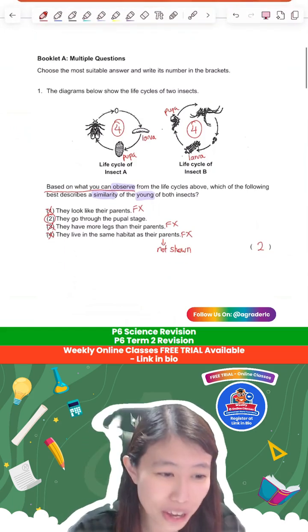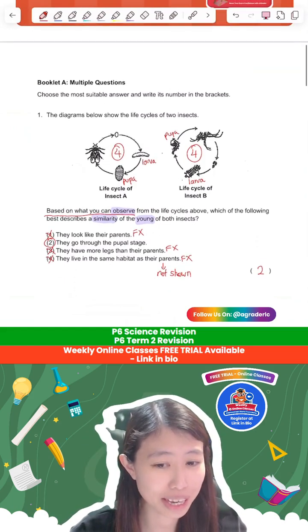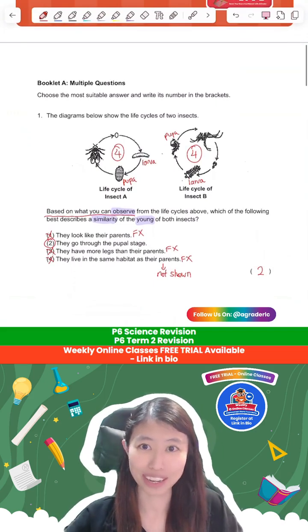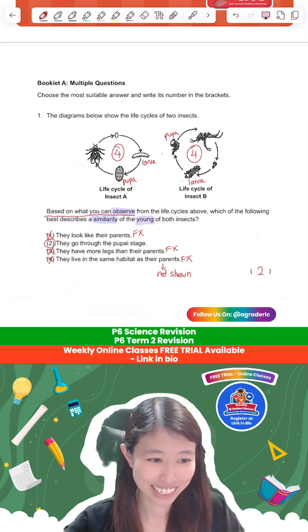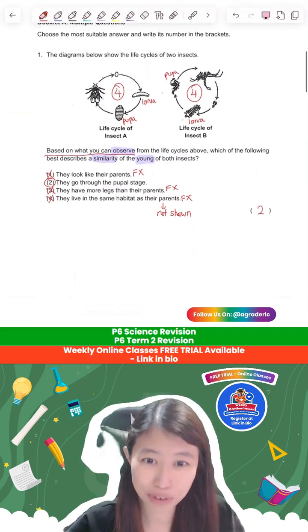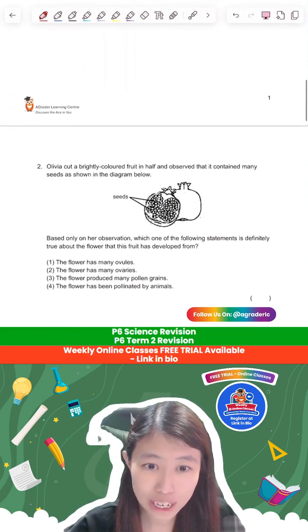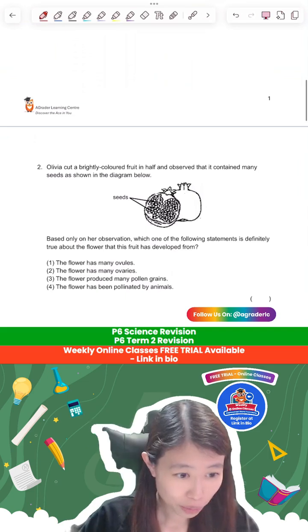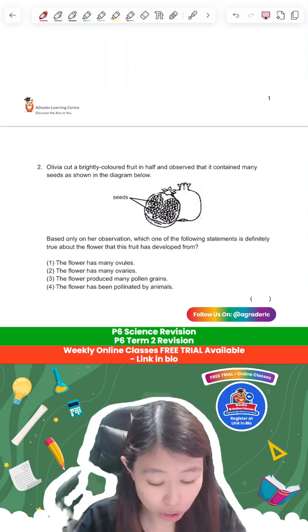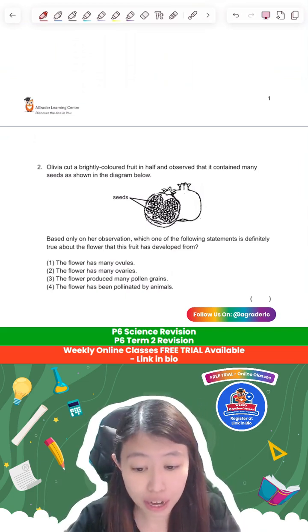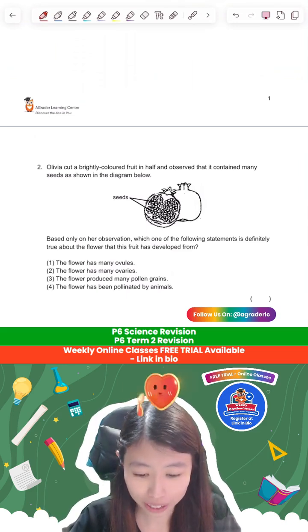Okay, so let's move on. Any questions for this? This is a life cycle topic, very straightforward. Any idea? No questions? Okay, let's move on. Let's look at question 2. Yes, 4-stage life cycle, larva and pupa.